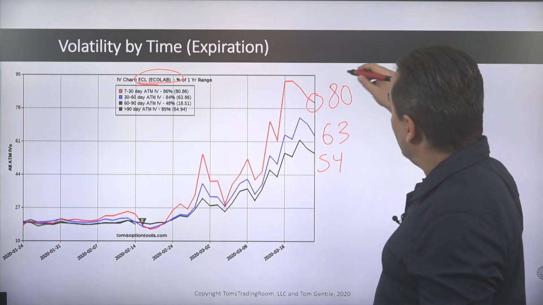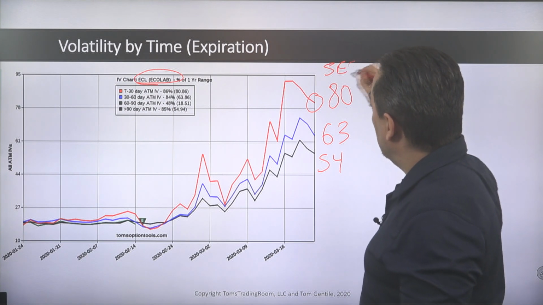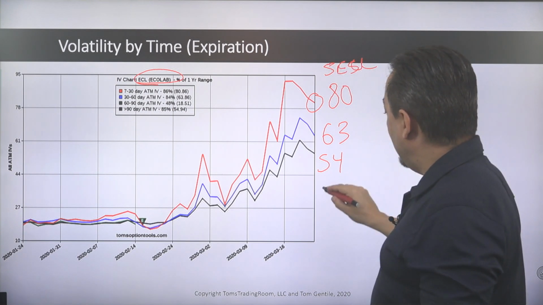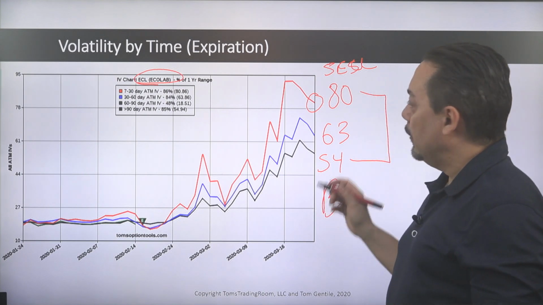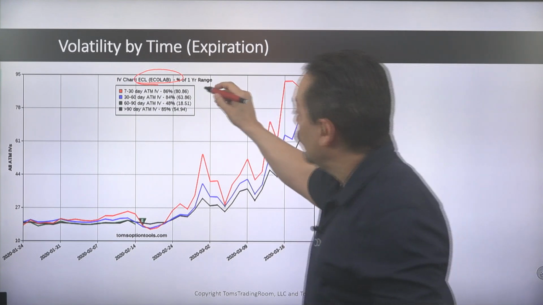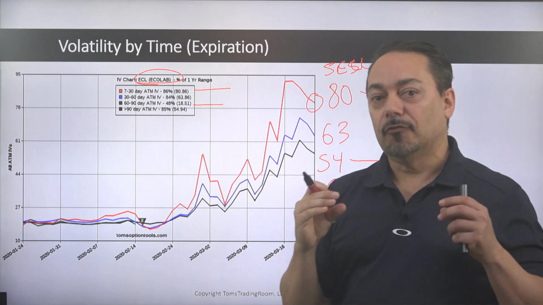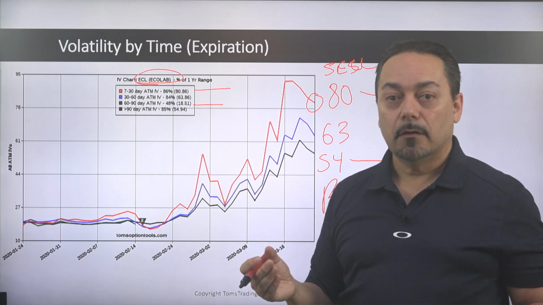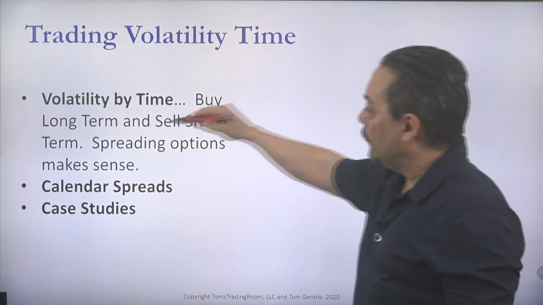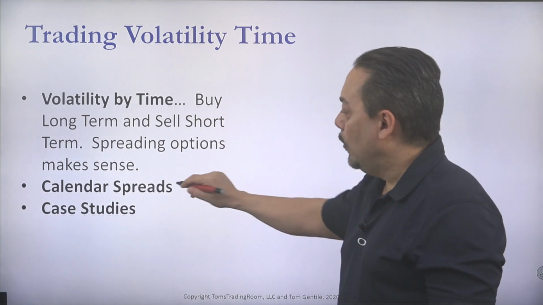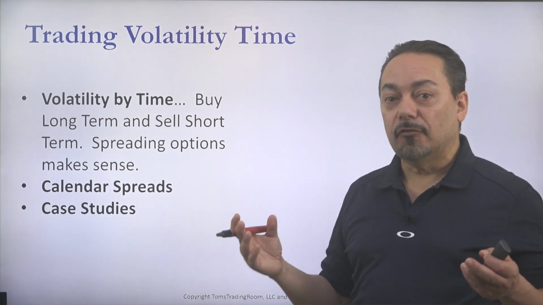So if I could sell this high volatility and buy the low volatility, I could create a spread on this volatility. In order to do that, I have to sell the short-term options and buy the longer-term options and create a volatility hedge by time. Okay? So this is how we do this. We do this buying the longer-term options, selling the shorter-term options with a calendar spread. A calendar spread allows us to do just that.